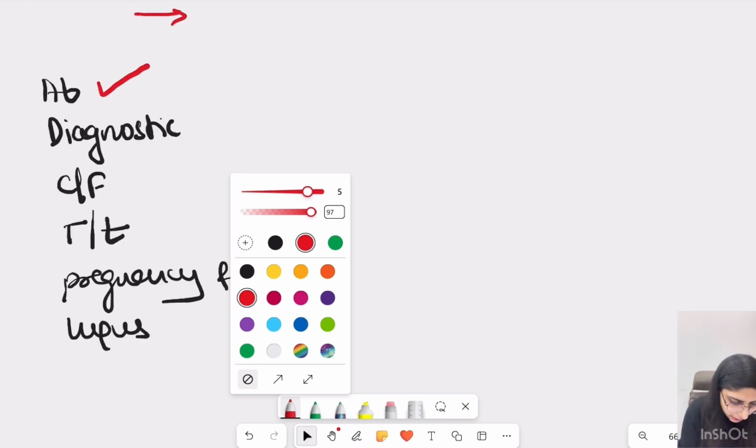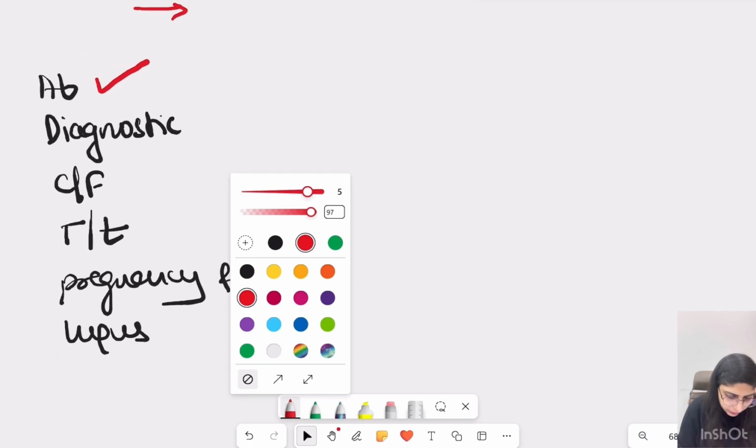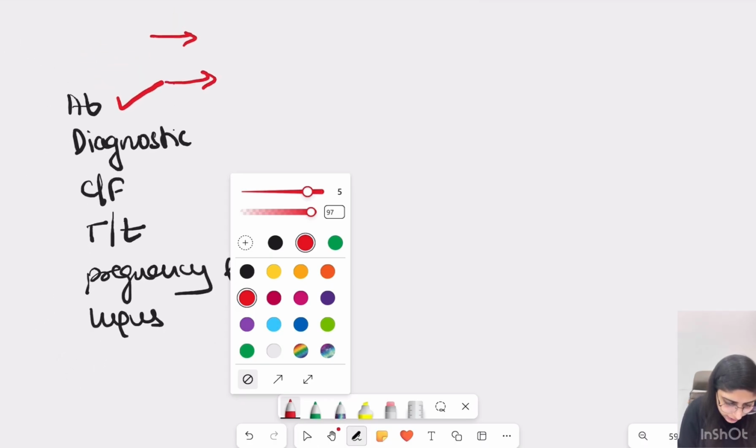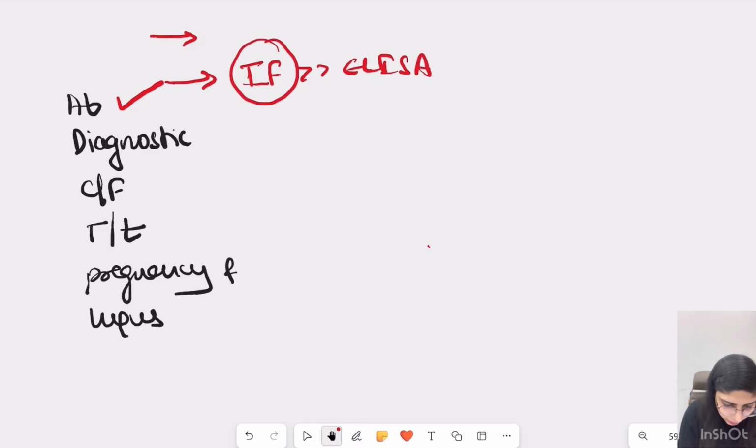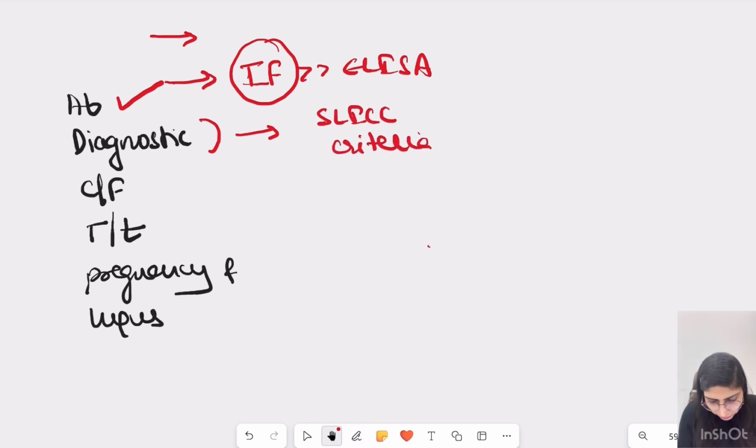One important thing about antibodies is that these antibodies are tested by immunofluorescence rather than by ELISA. So immunofluorescence becomes important. This is also asked in a question: what is the method that you will use to test the antibodies in SLE? The answer will be the immunofluorescence method. Now, if we talk about the diagnostic criteria, we had something known as the SLICC criteria in 2012.